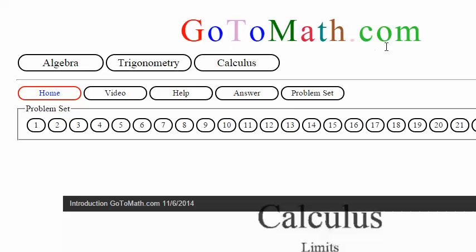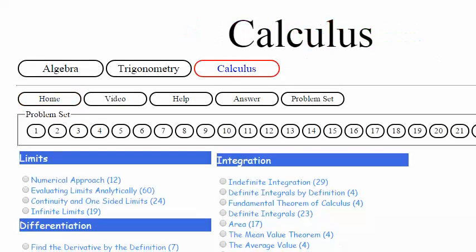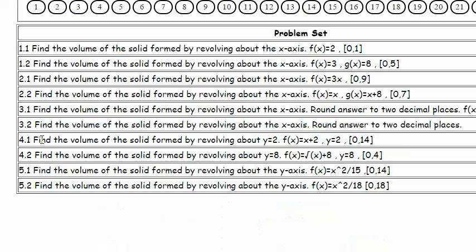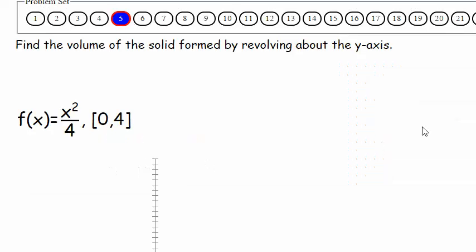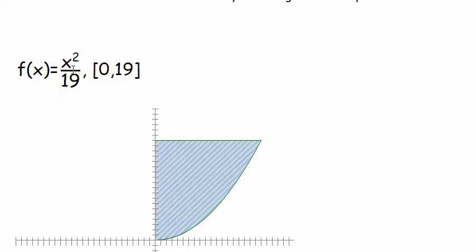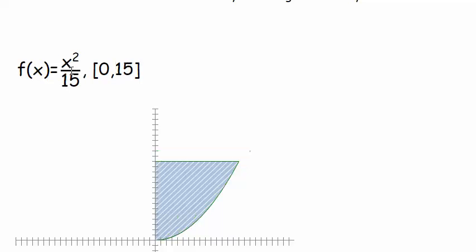All right, we're here at GoToMath.com. Got ahead of myself there. Working on finding volume, section 5.1, and let's make this, ooh, how about that one there? That one, that looks like a good one.